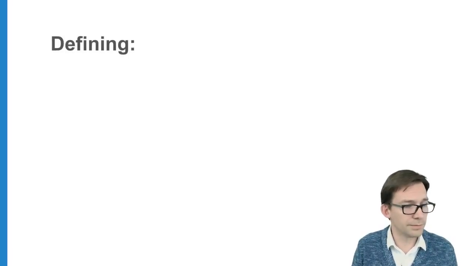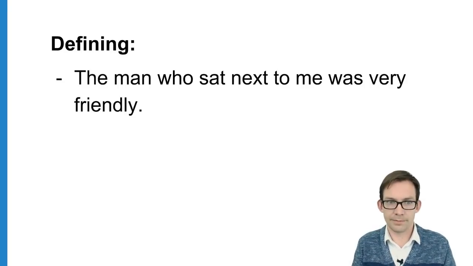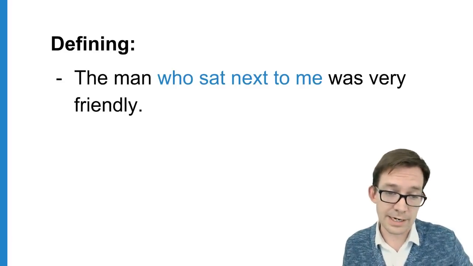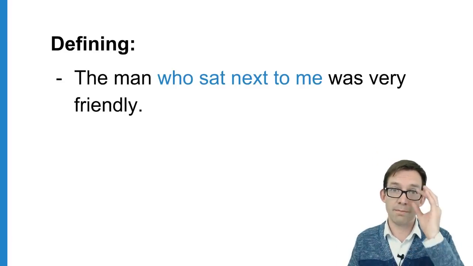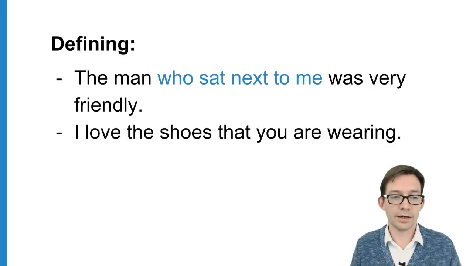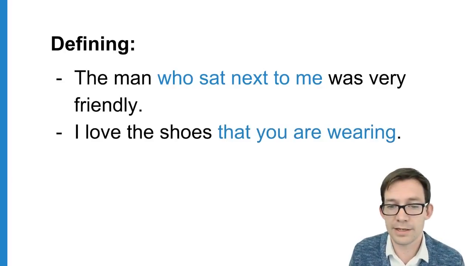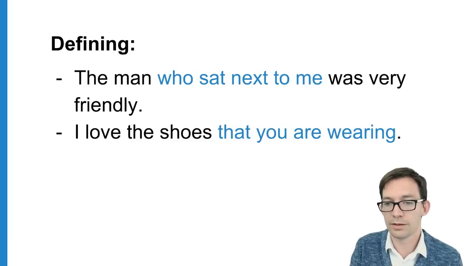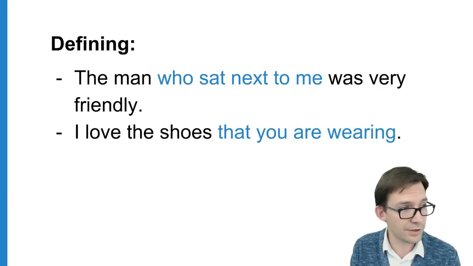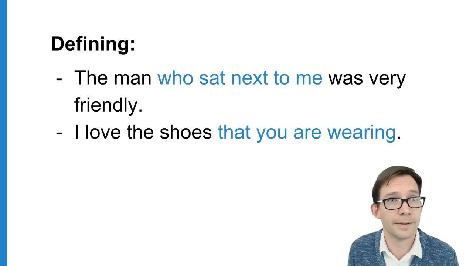Let me show you another example. So here we go. The man who sat next to me was very friendly. So again, in this case, who sat next to me is a defining adjective clause because I need it to understand the subject man, right? Which man? Well, the man who sat next to me, okay? Another one, I love the shoes that you are wearing. Again, in this case, that you are wearing, I need that to understand which shoes you're talking about. Without that adjective clause, again, I don't have enough information. I would say, which shoes? What shoes are you talking about? And one more.